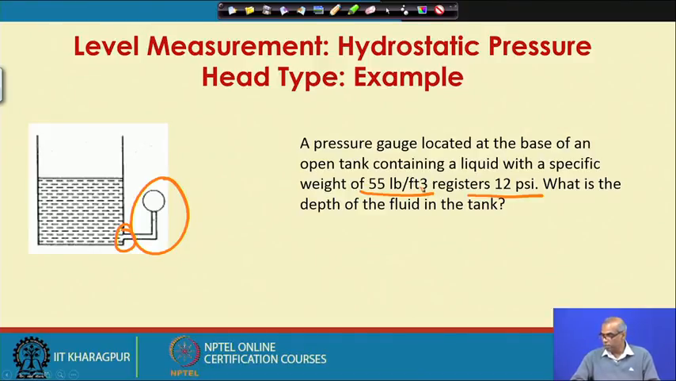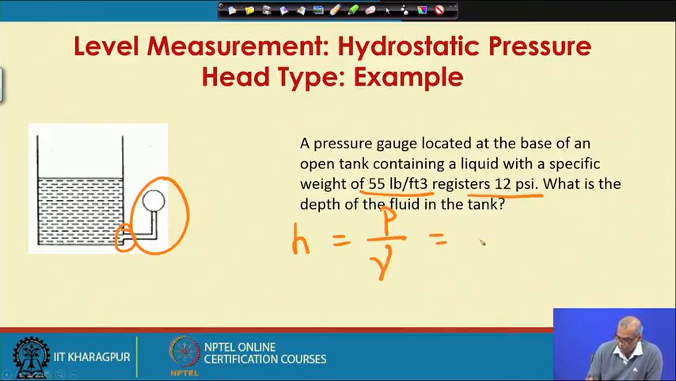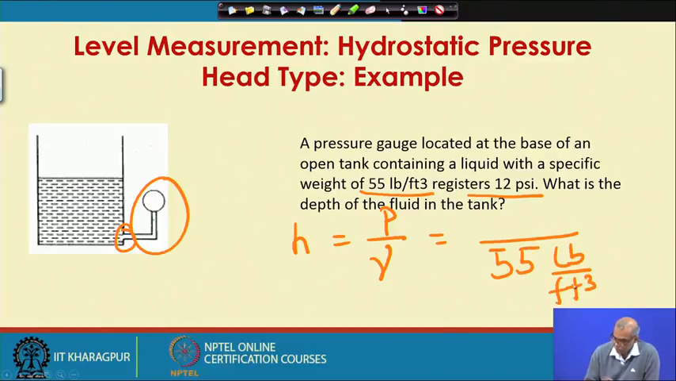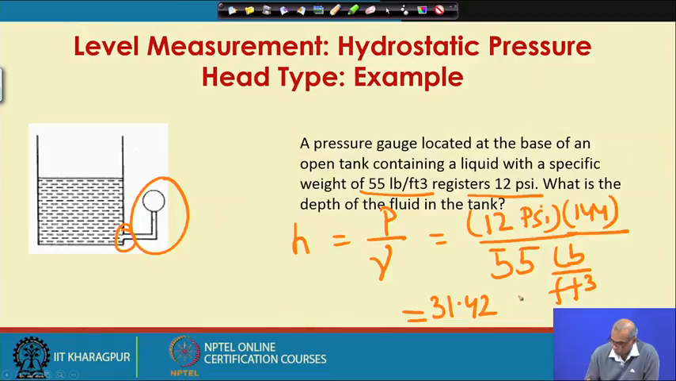So, this is the straightforward application of h equal to P by gamma, where gamma is the specific weight. So, P is 12 psi and gamma is 55 pound per feet cube. We need to take care of units. So, this will be 12 psi, which has to be multiplied by 144, and then the answer will come in feet: 31.42 feet.